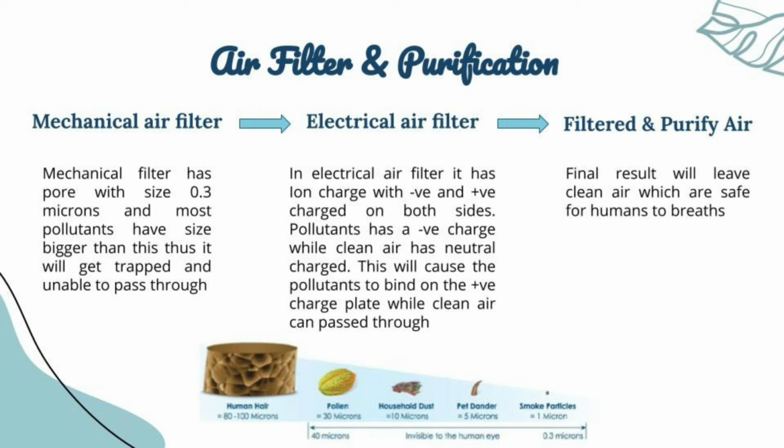For the first stage, the function is to trap the pollutants with sizes that are more than 0.3 microns. With these sizes, we can see that it is smaller than the pet dander. And secondly, moving on to the second stage.